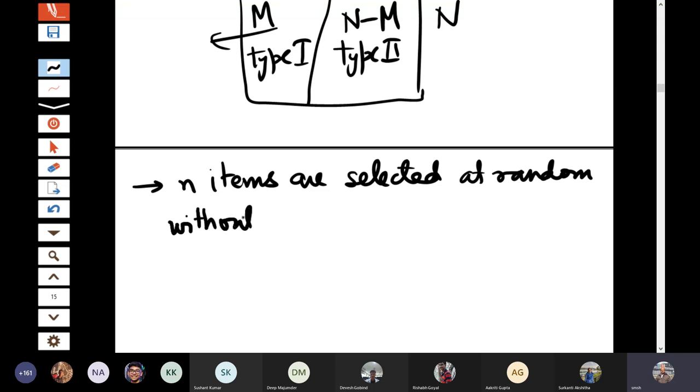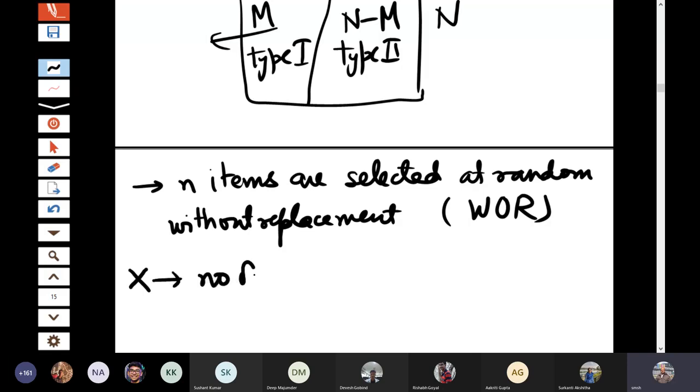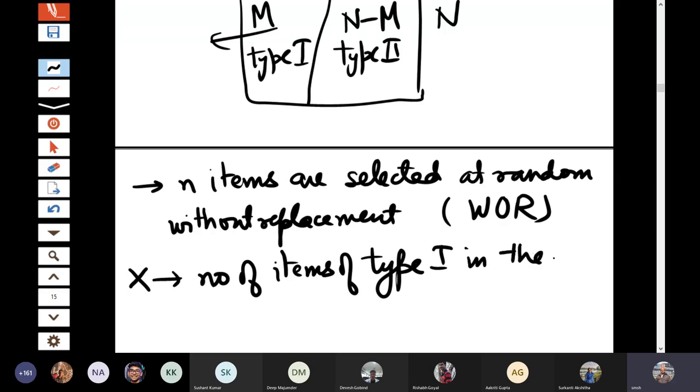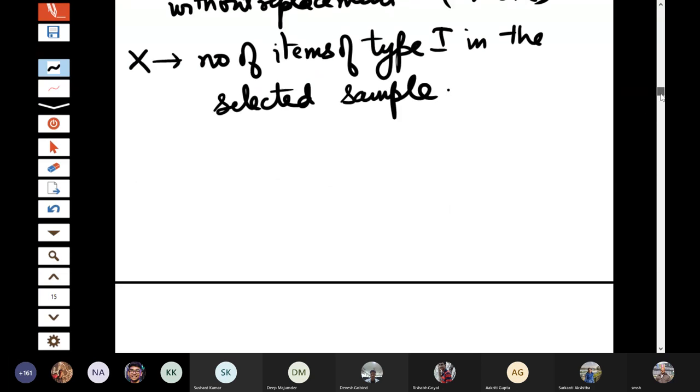Without replacement. So we write it as WOR. And X is the number of items of type 1 in the selected sample. Then what is the probability that X is equal to k?